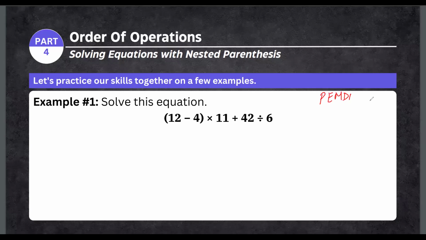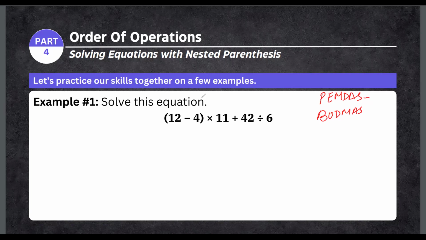As I told you, we call it PEMDAS in Dubai and the US, and BODMAS in India. In PEMDAS, P stands for parenthesis, E for exponent, M for multiplication, D for division, A for addition, and S for subtraction. In BODMAS, B stands for bracket, O for order, D for division, M for multiplication, A for addition, and S for subtraction. So let's follow the rule.